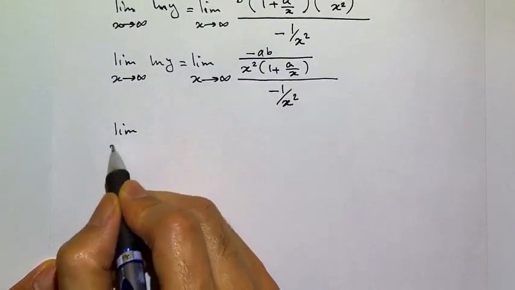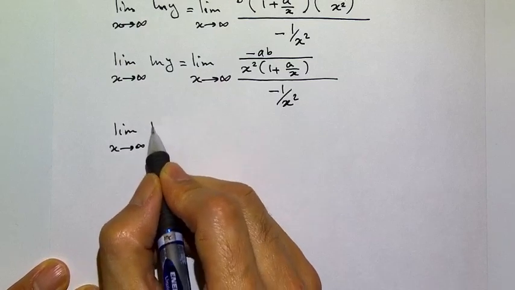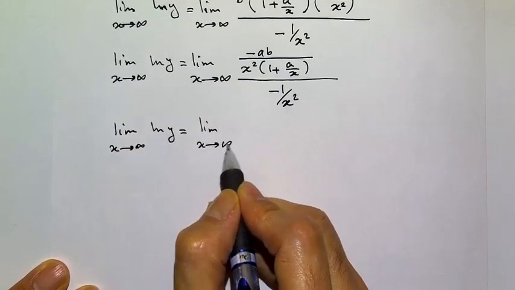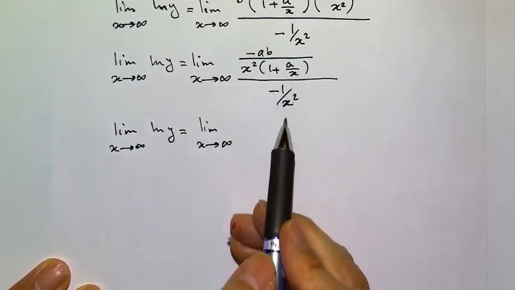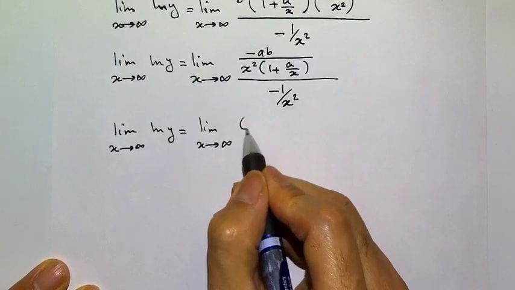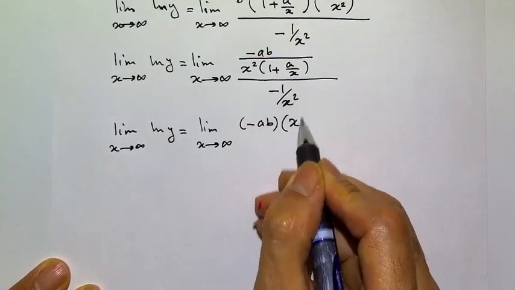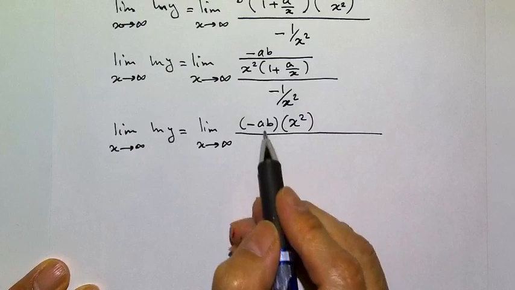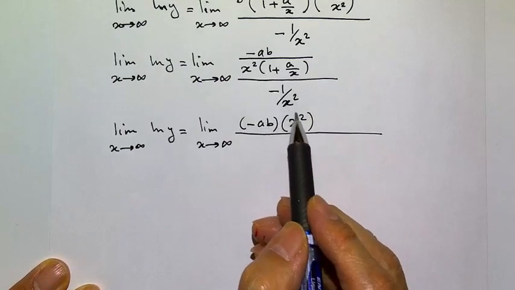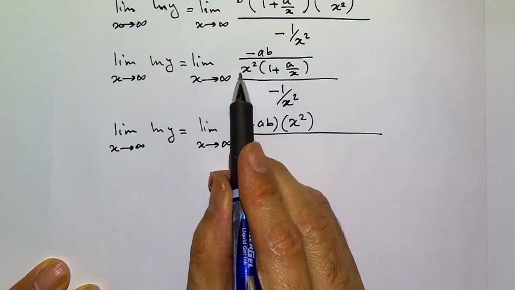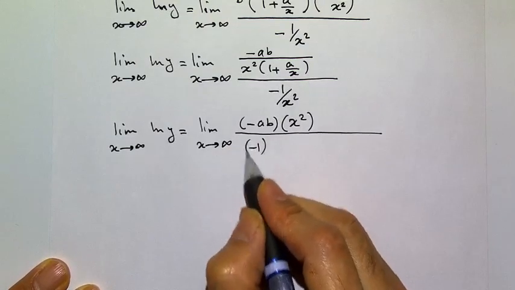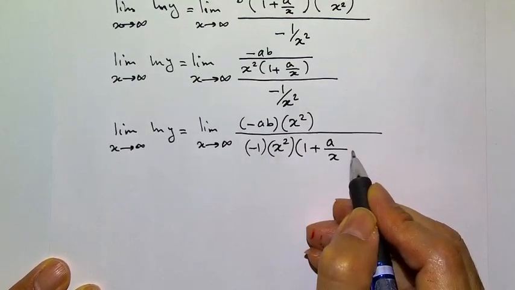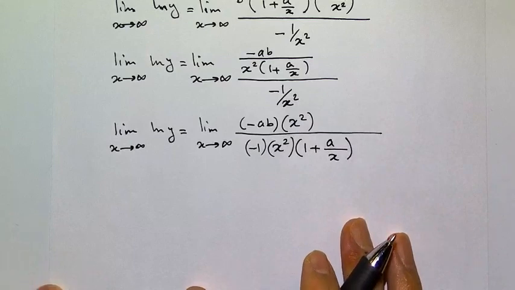So let's clean it up a little more. So limit as x goes to infinity of natural log of y is equal to limit as x goes to infinity of, so now we have minus ab times x squared, right? Minus ab, we're getting rid of this complex fraction like that, divided by minus ab, so minus 1 times all of that. So minus 1 times x squared times 1 plus a over x. And then, of course, this.